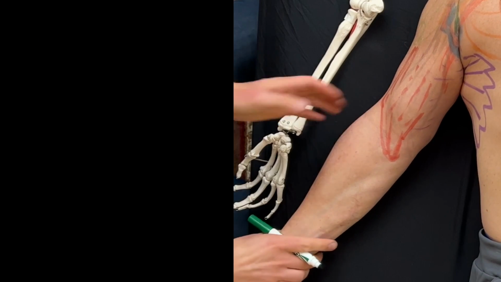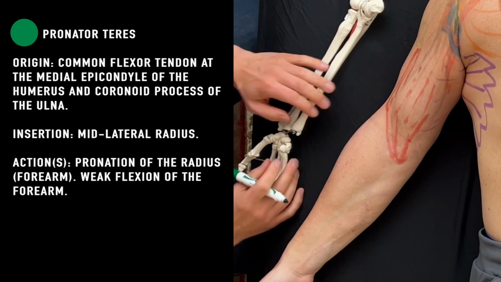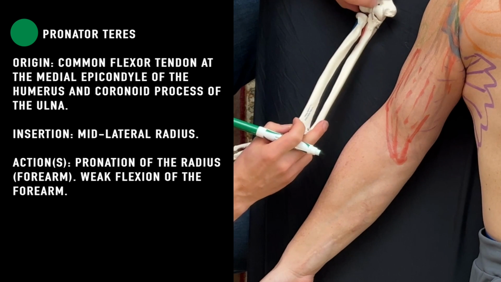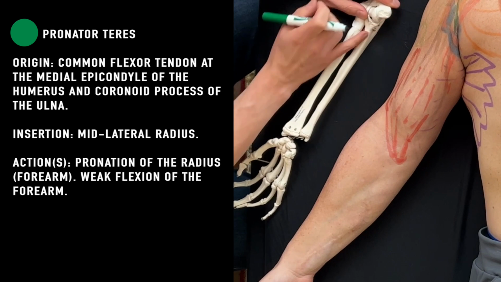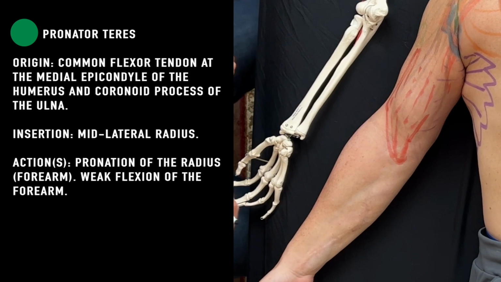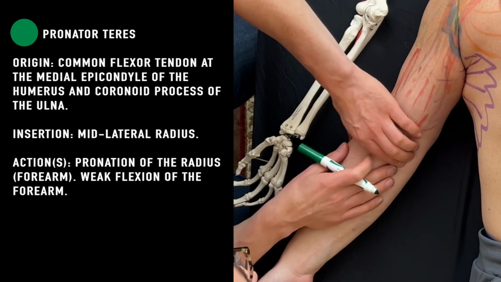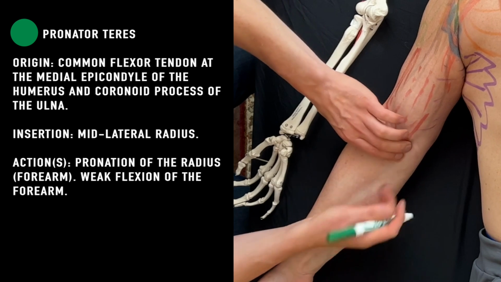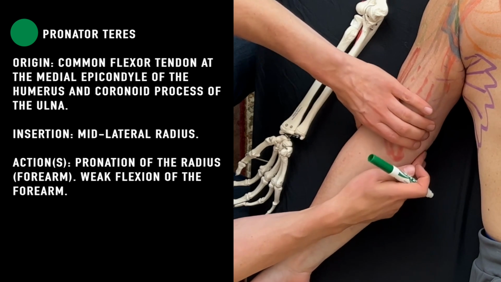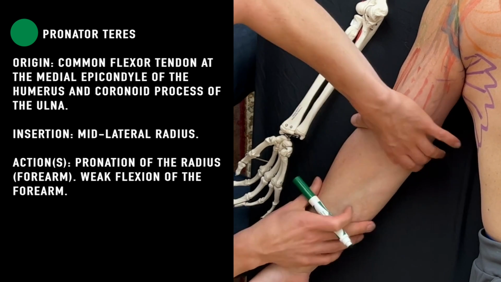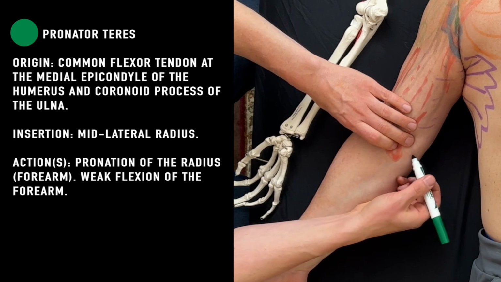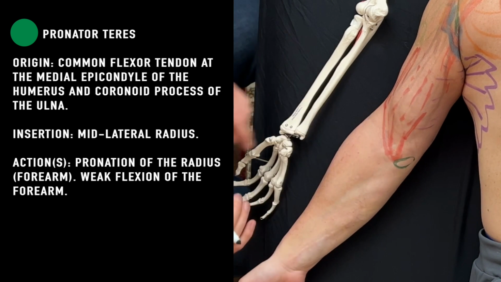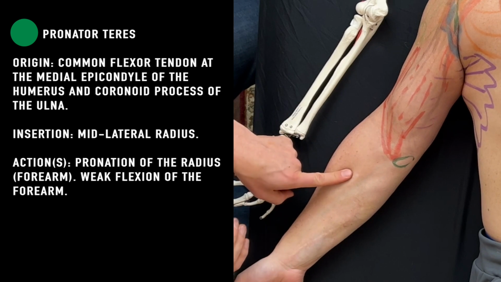The pronator teres is a cylindrically shaped muscle that covers over a part of the median nerve as it runs through this area. So it's a very important muscle to work and to understand and to be careful with. It arises from the medial epicondyle, the common flexor tendon, which is right there, and the coronoid process, which is right next to it. So there's our origin. It inserts about here on the radius.